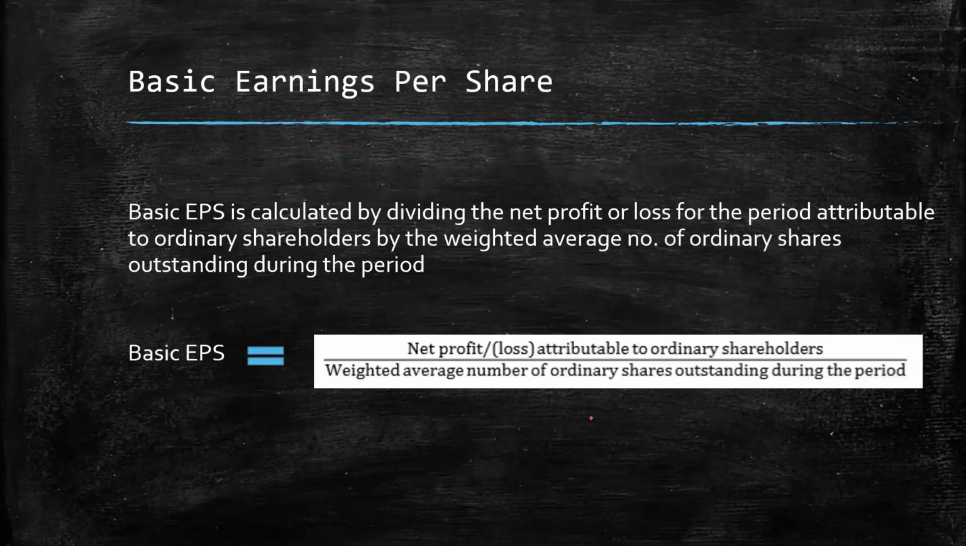Basic earnings per share. This is the formula we are using to calculate basic earnings per share. Basic earnings per share is calculated by dividing the net profit or loss for the period attributable to ordinary shareholders by the weighted average number of ordinary shares during the period. So what is in our numerator? Net profit or loss attributable to ordinary shareholders.